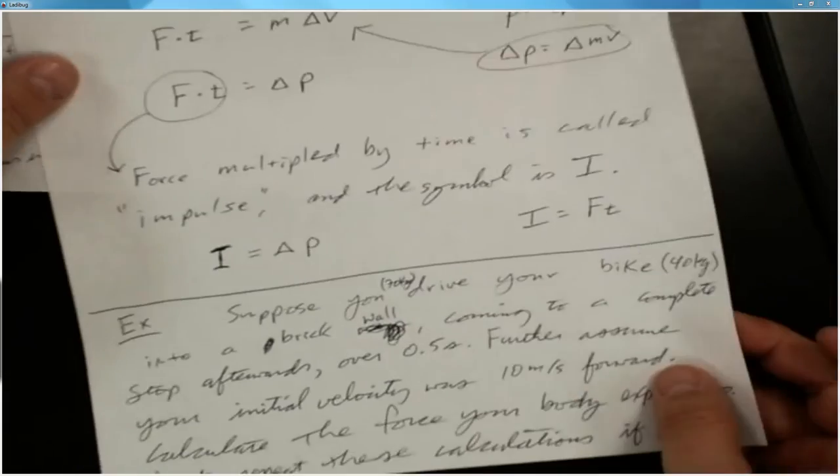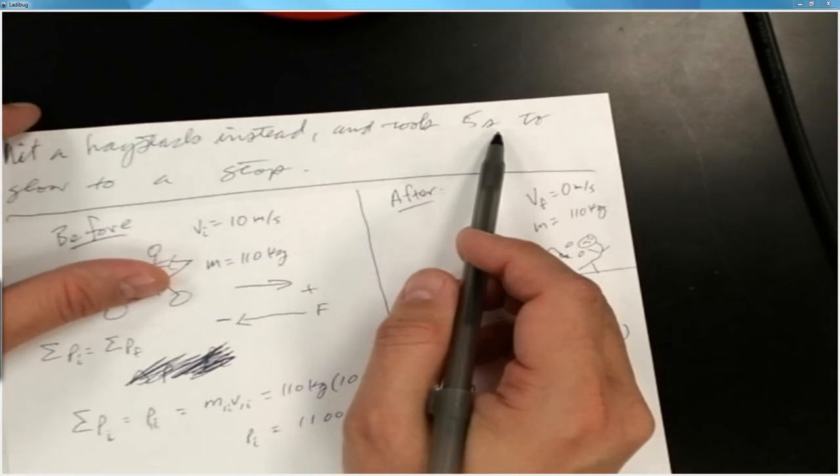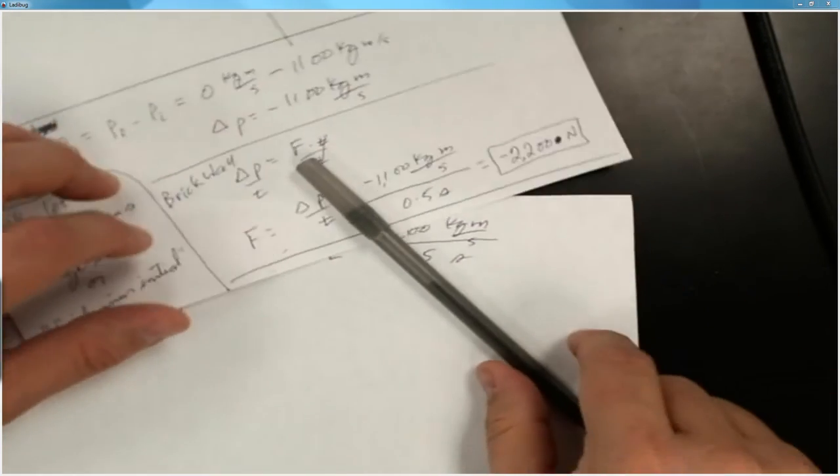That's on the other side of the sheet. Nope, it's not here. It's up here. 5 seconds. It's going to take me 5 seconds to come to a stop. So 1100 divided by 5 seconds.